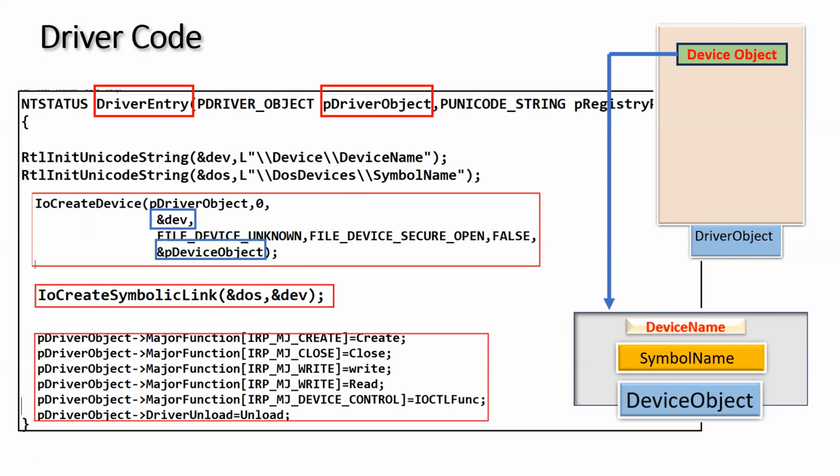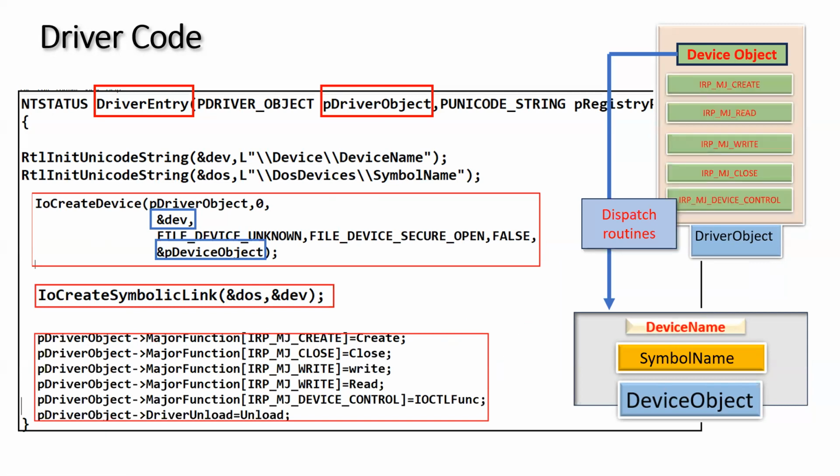Next is this part of the code, which looks like the driver object has something known as major functions, and these are generally known as the dispatch routines. So this code creates the dispatch routines for the driver object.